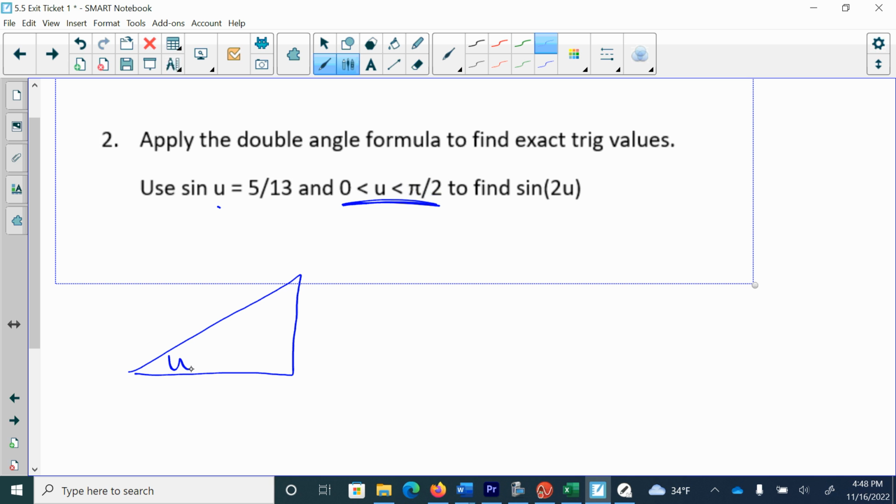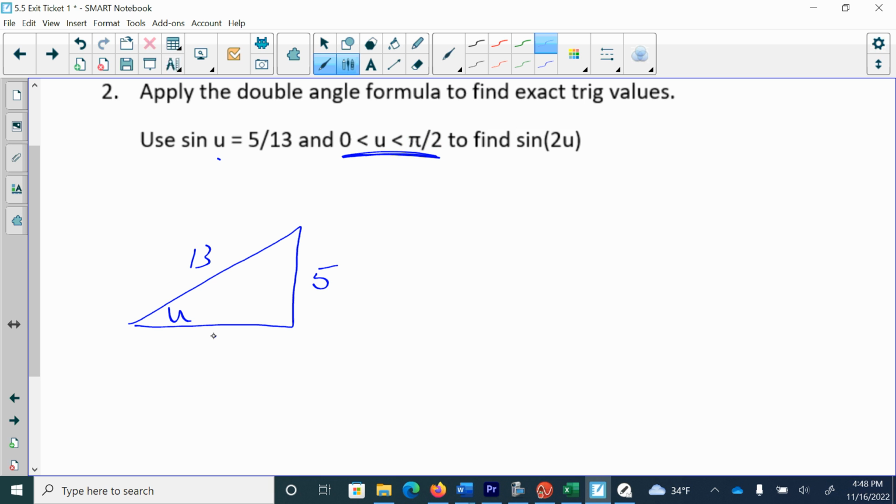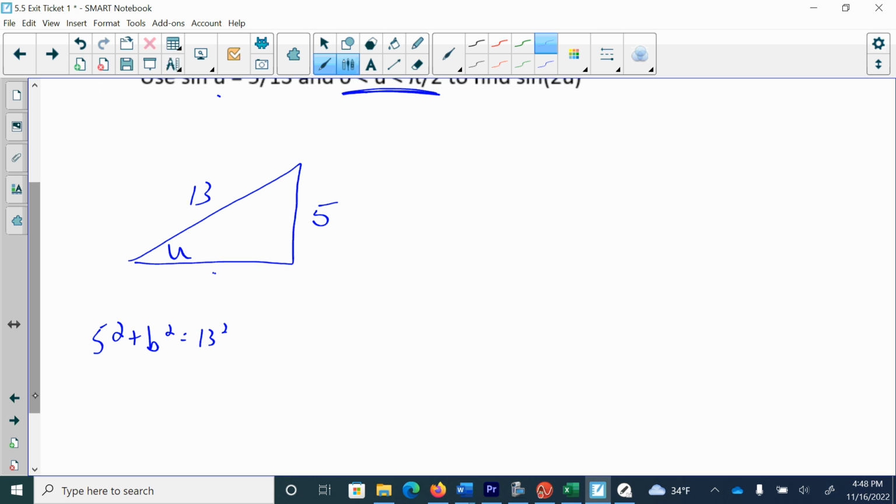If the sine is 5/13, that means the opposite is 5. The hypotenuse is 13. To find this missing side here, I'm going to take 5 squared plus b squared is equal to 13 squared. When I do all that work, I get a choice of b being plus or minus 12. Well, since it's in the first quadrant, I'm going to make it 12.